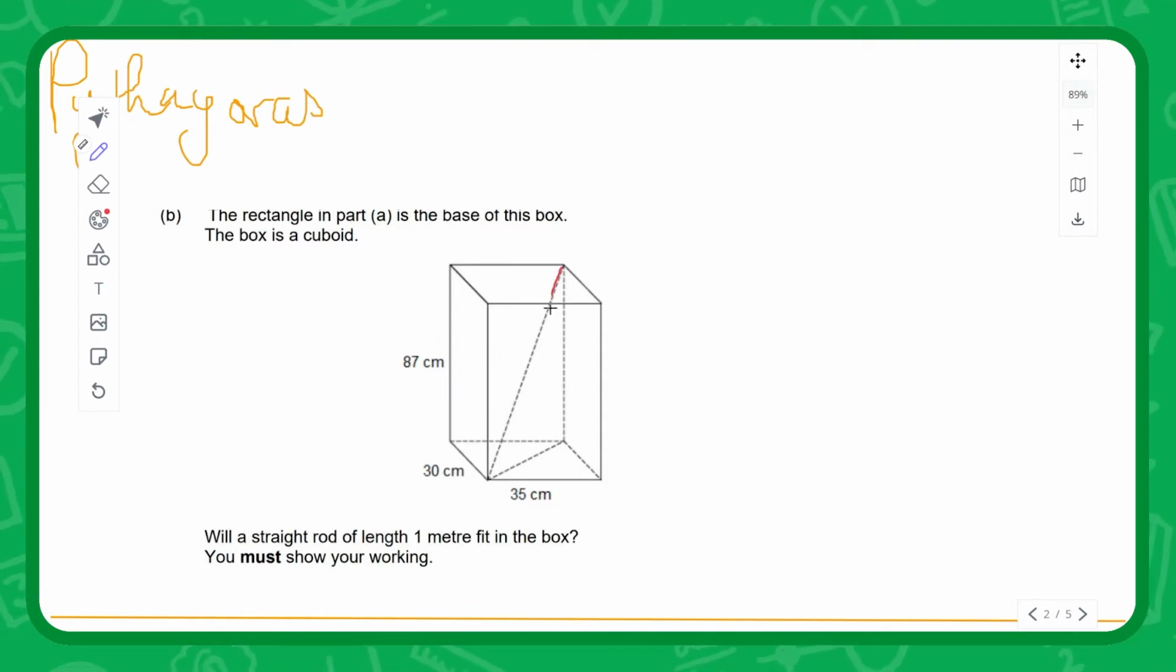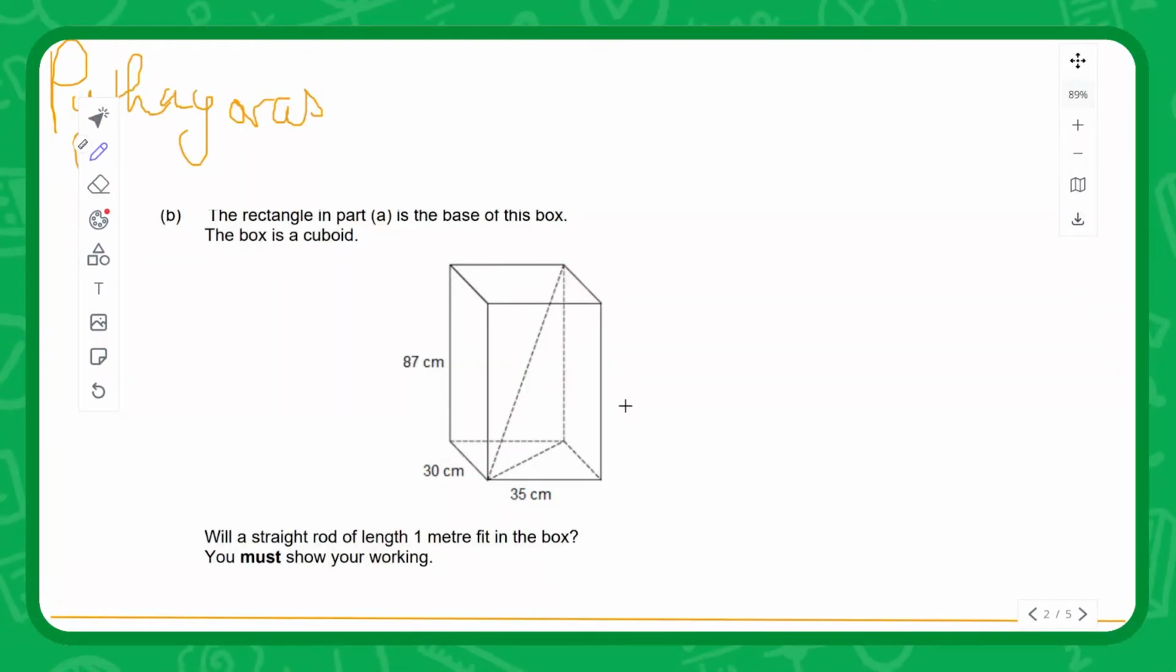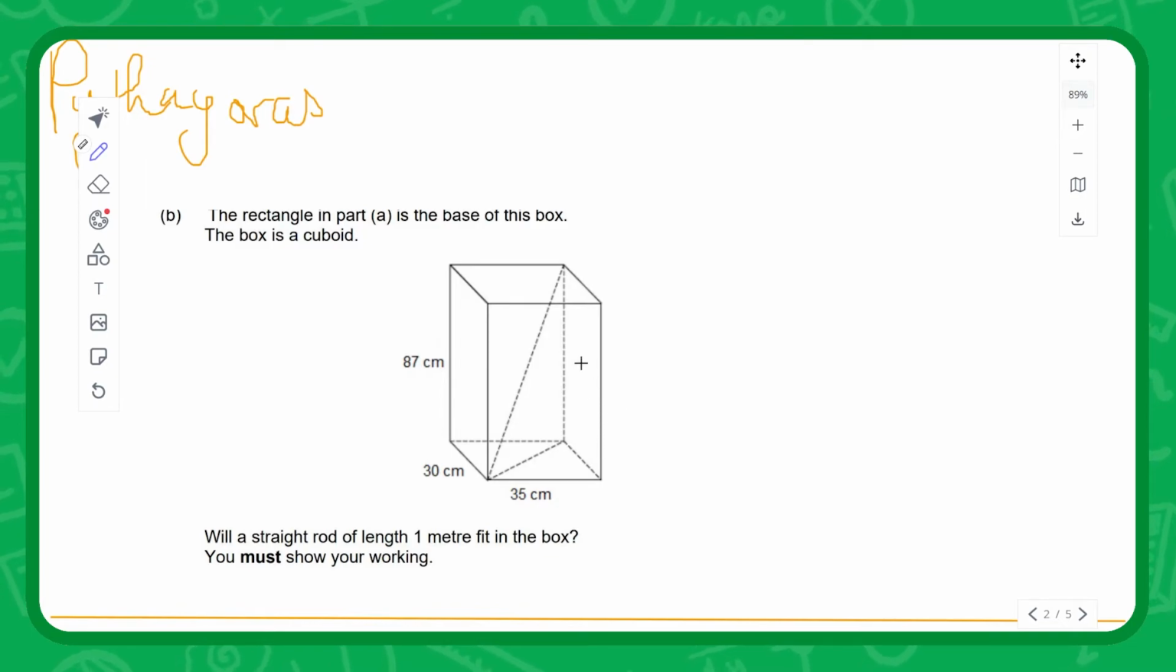So to do that, we need to figure out that length there. So to do that, well, where do we start? Well, what we can notice is that we're going to need probably this dashed line here down at the bottom. And in this case, we know that this is 30 centimeters.